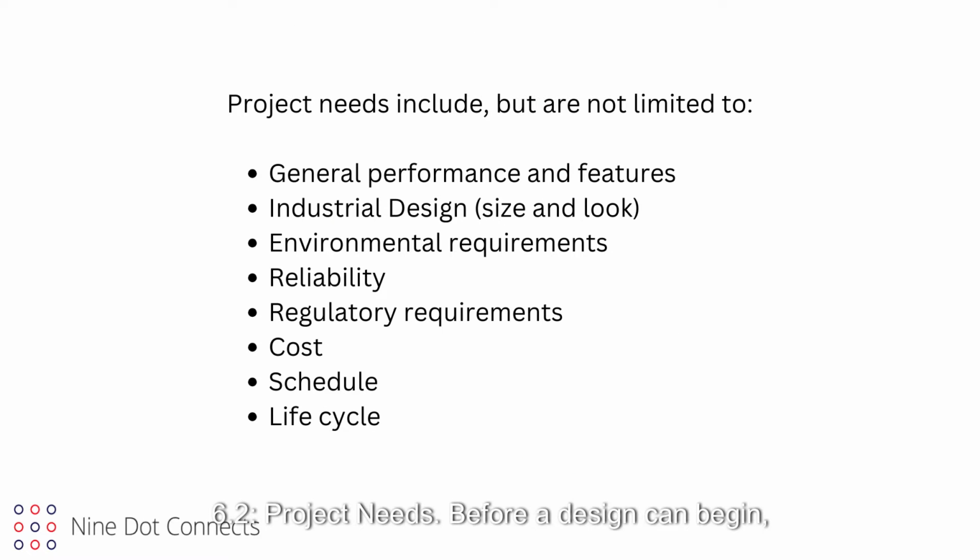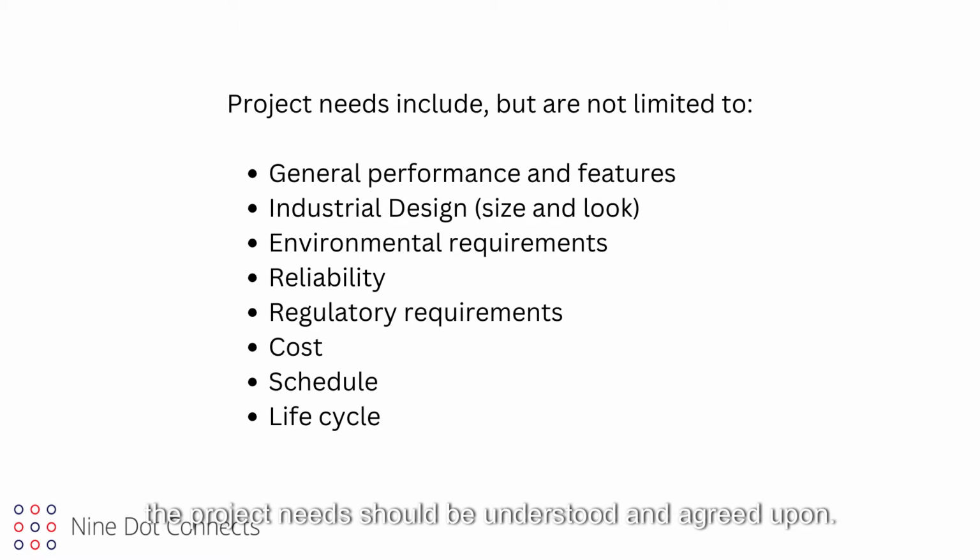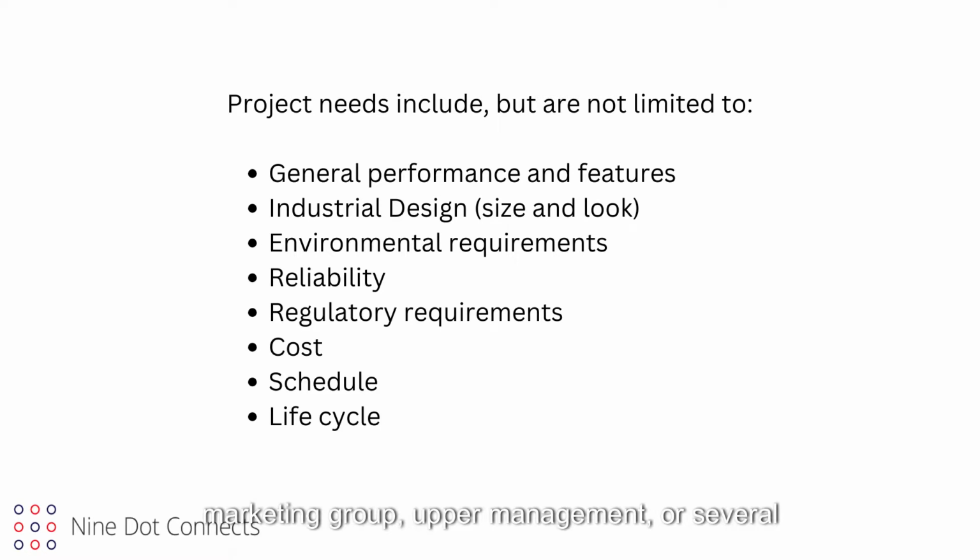6.2. Project Needs. Before a design can begin, the project needs should be understood and agreed upon. These needs may come from a client, a marketing group, upper management, or several engineering disciplines. At a high level, this might include things like, but not limited to, general performance and features, industrial design, size and look, environmental requirements, reliability, regulatory requirements, cost, schedule, life cycle.